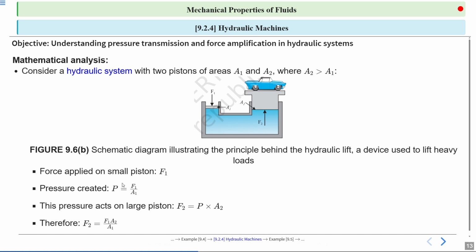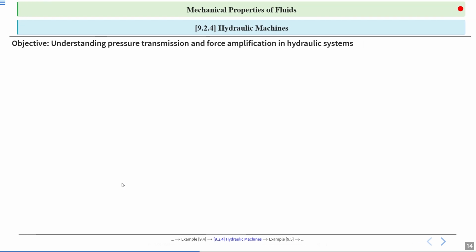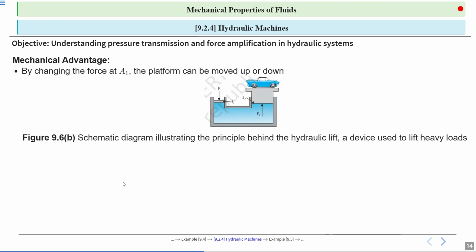All right. Now let's dive into the concept of mechanical advantage. By adjusting the force applied at area A1, we can move the platform up or down. Take a look at figure 9.6b, which shows a schematic diagram of a hydraulic lift. This device is commonly used to lift heavy loads, demonstrating the practical application of hydraulic systems.